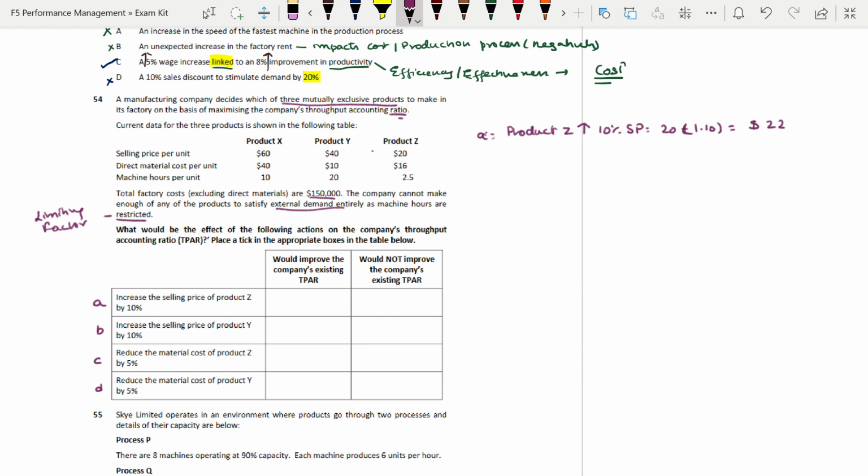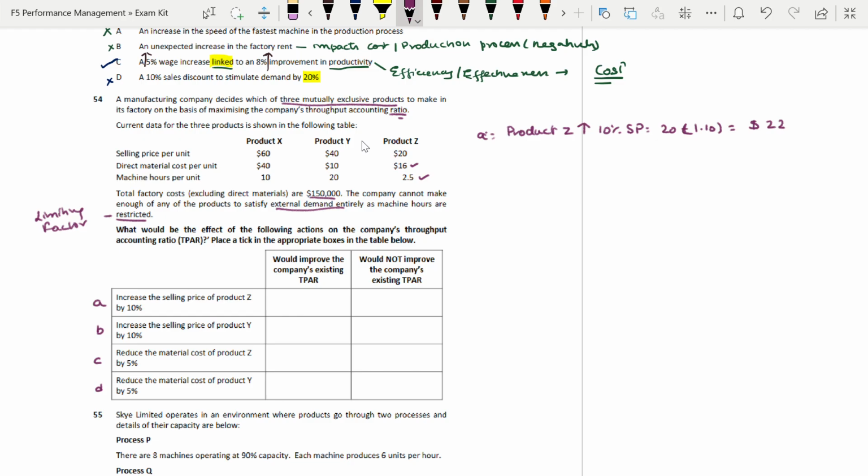Machine hours are how much? Machine hours are 2.5. Variable cost, direct material cost, is how much? 16. Okay, direct material cost is 16.